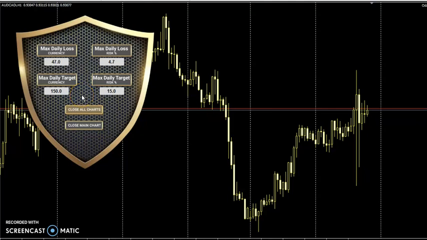And this option right here, close all charts or close main charts, this simply means that if all the currency pairs on different charts contribute to your total drawdown, then all of them will be closed.